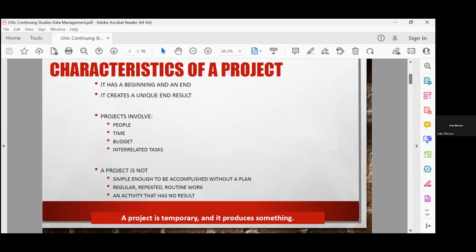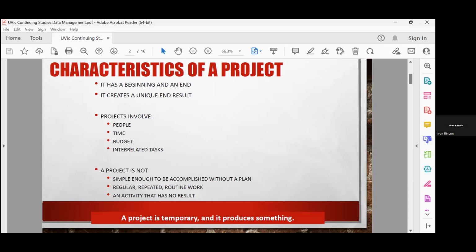So when you have those three things, something that has a beginning and an end, something that creates a unique result, and something that includes people, time, budget, and tasks, you have a project. And again, as Olga said before, it doesn't really matter if it's small, if it's large, if it's 1 week, if it's 3 years, it is a project. And most of the concepts that we're going to talk about today apply to those, what we call endeavors, those pieces of work, because they are projects.